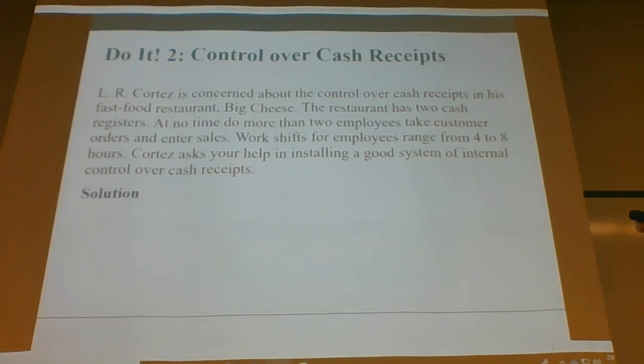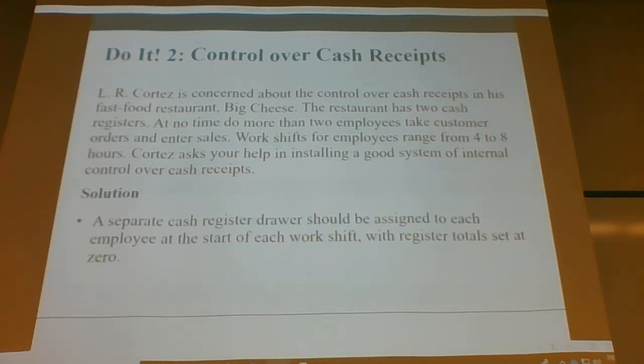It says, Mr. Cortez is concerned about control over cash receipts in his fast food restaurant, the Big Cheese. The restaurant has two cash registers, and at no time do more than 2 employees take customer orders and enter sales. Work shifts range from 4 to 8 hours, and Cortez asks for your help in installing a good system of internal control. So let's look at what he needs to do.